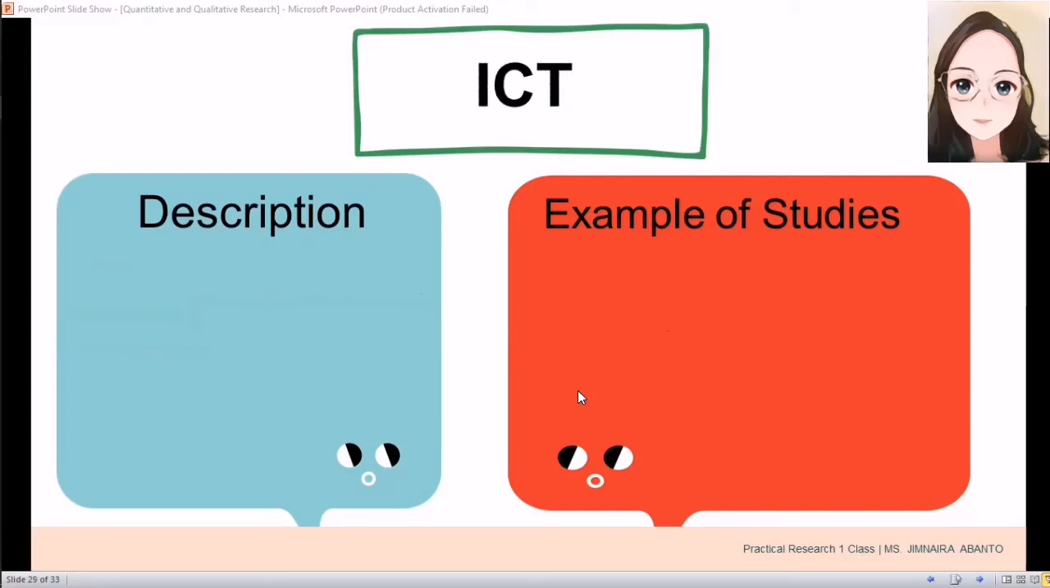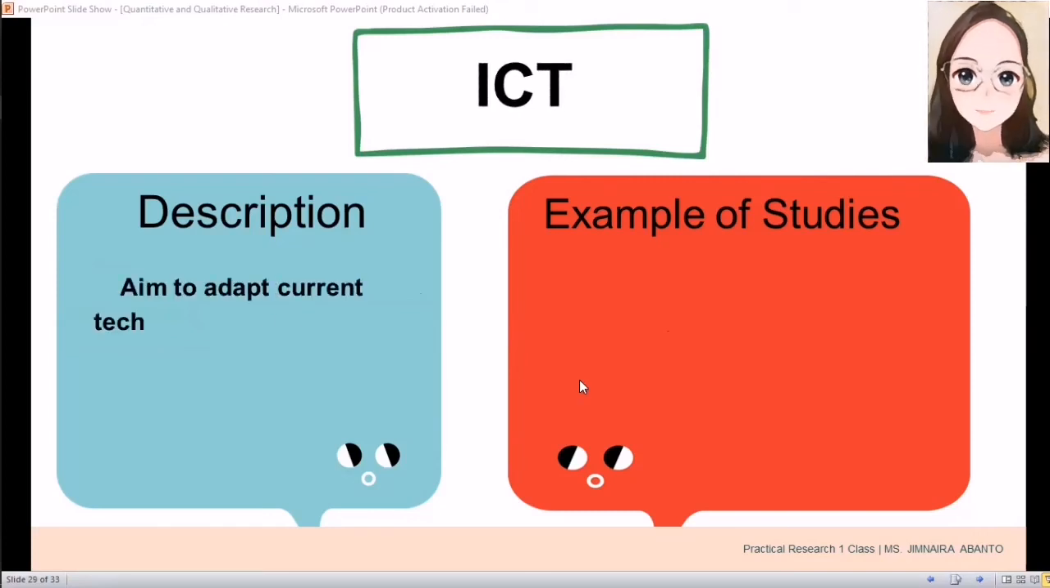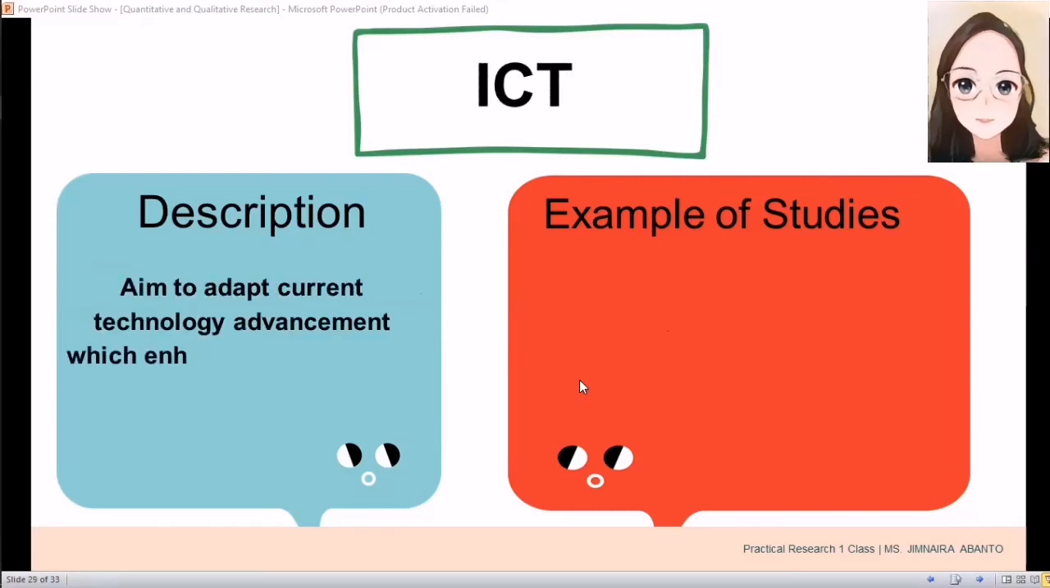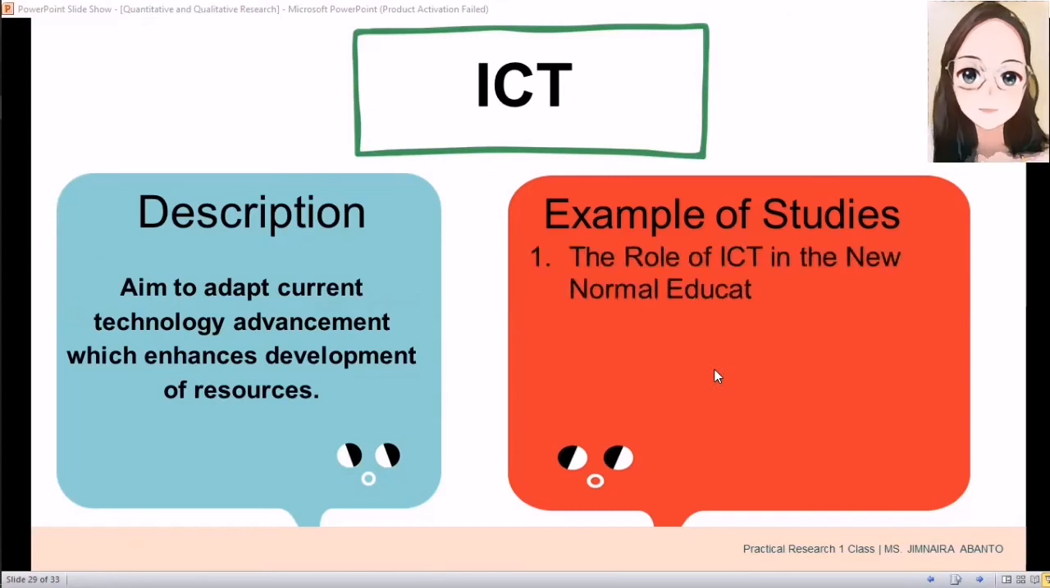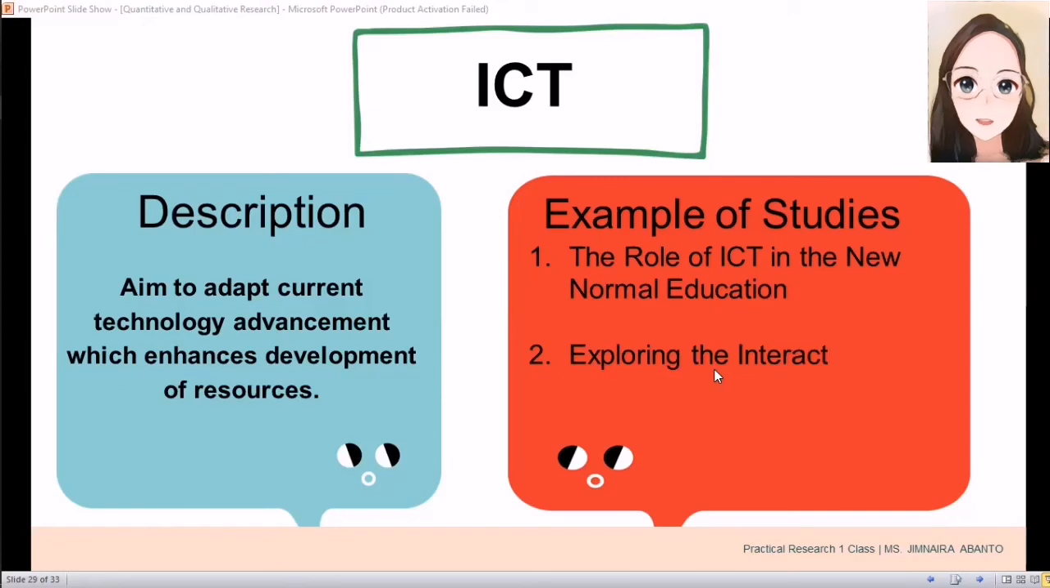So another research, ICT, or Information and Communication Technology research, is designed to ease knowledge gathering process to enhance resource development. It is conducted to make us ready to adapt with the changing times and to understand today's fast-changing knowledge and its peculiarities. Example of studies, the role of ICT in the new normal education, exploring the interactive computer simulation in public school.